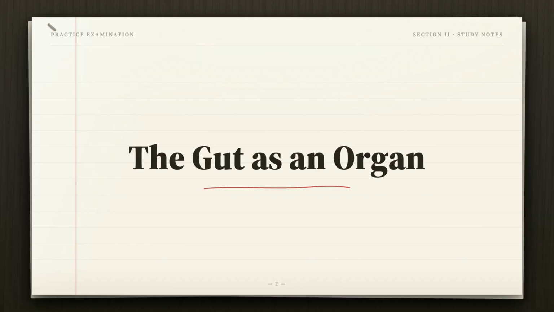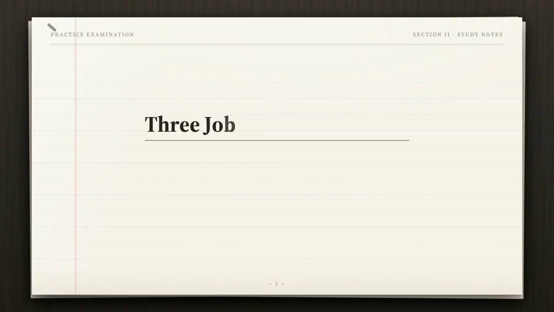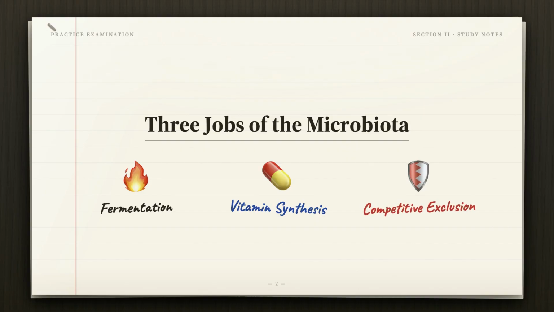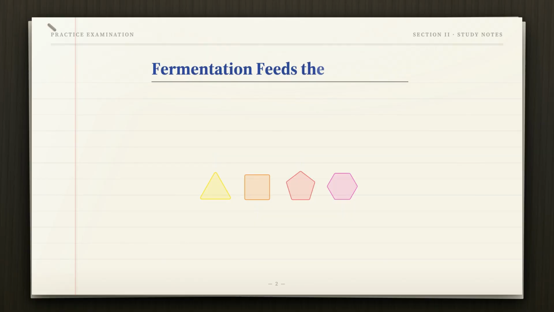Forget the idea of gut bacteria as passengers along for the ride. They perform metabolic work our own genome cannot do, and the relationship is mutualistic, not merely tolerated. The microbiota functions less like contamination and more like an organ in its own right. The colonic bacteria run 3 essential jobs. First, fermentation, breaking down fiber human enzymes cannot touch. Second, vitamin synthesis, producing vitamin K and B vitamins. Third, competitive exclusion, crowding out pathogens by occupying every available niche.